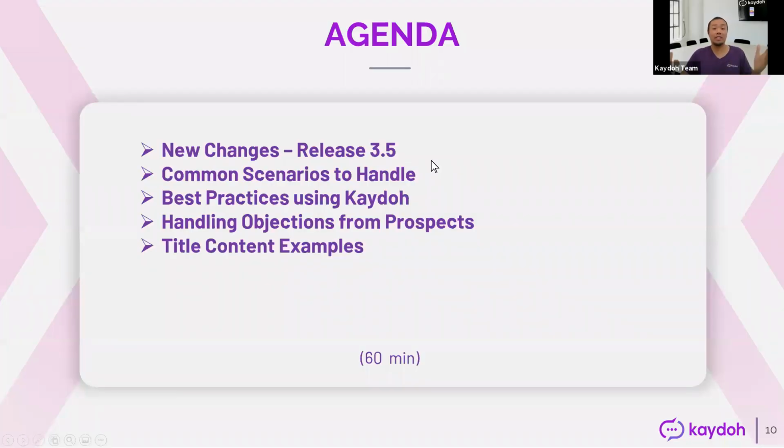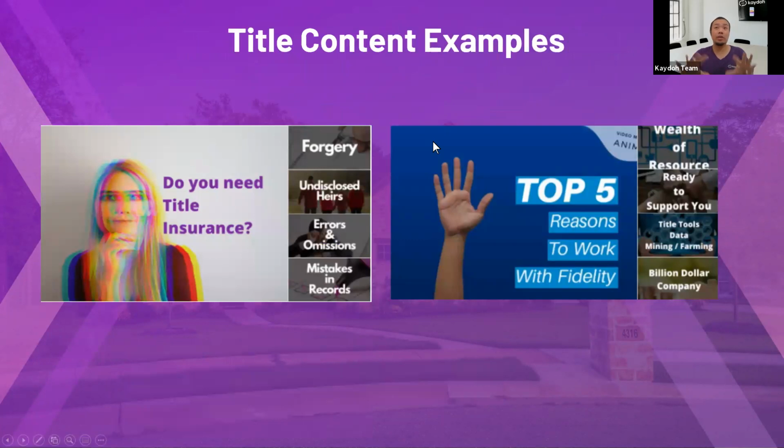Great. All right, so let's get into the content examples now. Here are two examples that we put together. One is you can use this for yourself. This is for your branding, all about title. So these two examples: one is, do you need title insurance? And one is, top 5 reasons to work with Fidelity. Now you can replace Fidelity with your title company, whether it's a lawyer's title, Tico title, Chicago title, Stewart title, whatever that might be, you can replace that according to your company name.